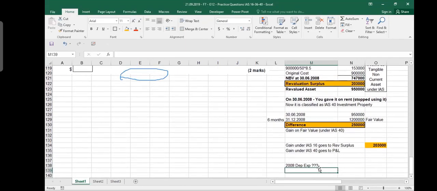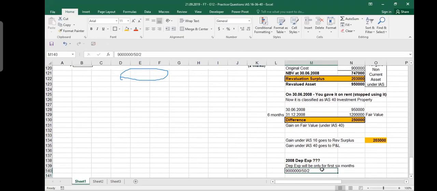Listen, if this question asks you how much depreciation in 2008, so in 2008, the first 6 months you were using the asset. The next 6 months you gave it on rent. The last 6 months it became investment property, no depreciation. In 2008, your depreciation expense will be only for the first 6 months. And how do you calculate the first 6 months? 9 million divided by 50, and then divided by 2 further. It is 6 months because 50 years and you make it 6 months.